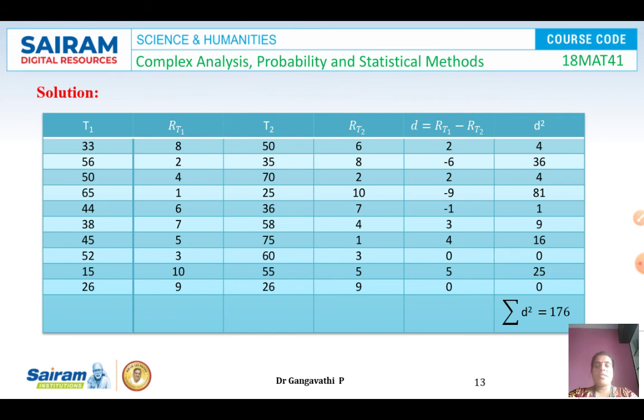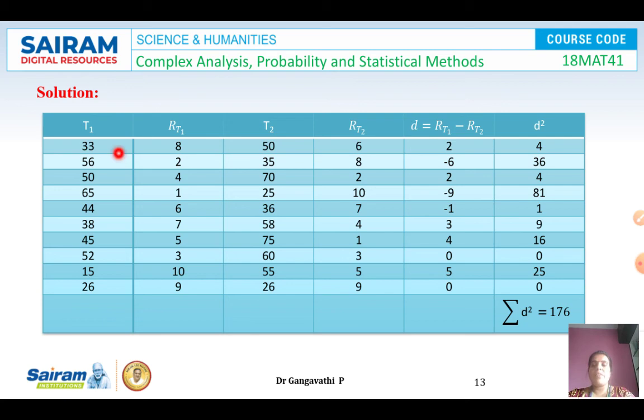Now, T1 values: the test 1 performance of the 10 students is tabulated. Now we have to rank them. The student who has secured the highest mark, that is 65, takes the first rank. Then comes 56, which is the second rank. Likewise, 52 is the third rank, 50 the fourth rank, 45 the fifth rank, 44 the sixth rank, 38 the 7th rank, 33 the 8th rank, 26 the 9th rank, and 15 the 10th rank.